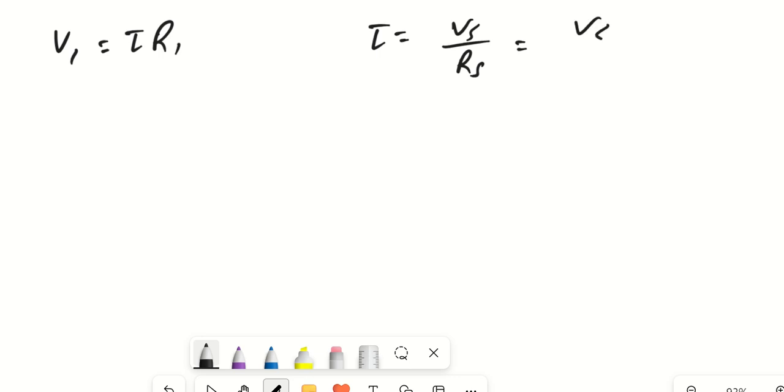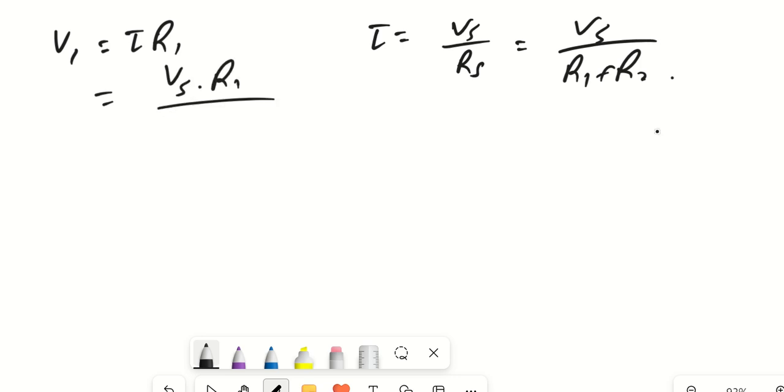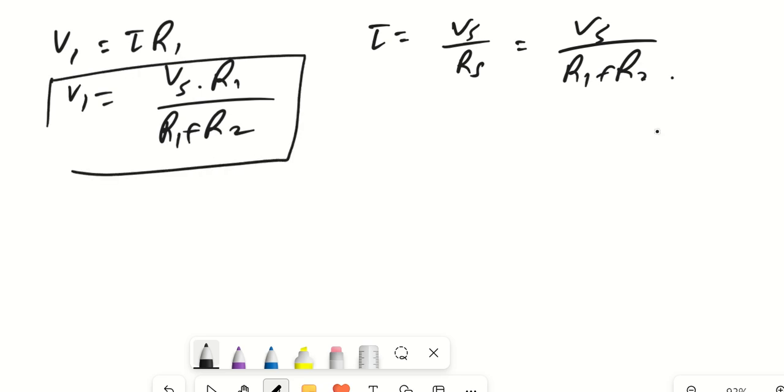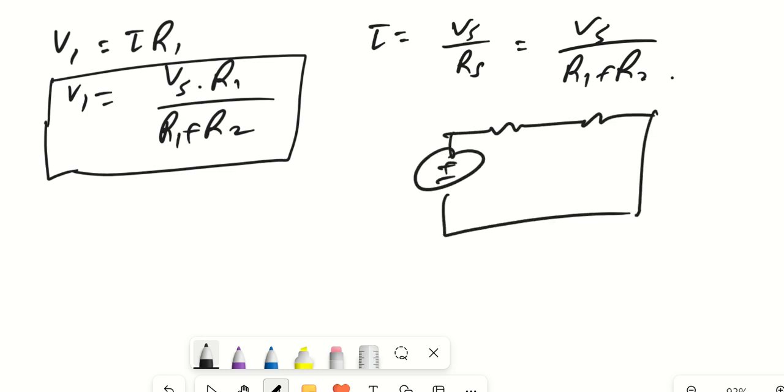So as you can see, my V1 is equal to I into R1, and I is nothing but Vs by Rs, where Rs is R1 plus R2. If we replace that I, then we are going to have Vs into R1 divided by R1 plus R2. So this is my V1, the voltage across resistor 1. Let us say in this diagram, plus minus, this is Vs, this is R1, this is R2, this is V1, this is V2, and the current flowing through this branch is I.